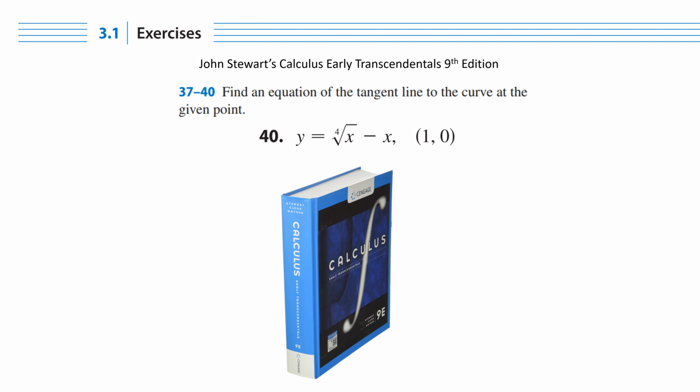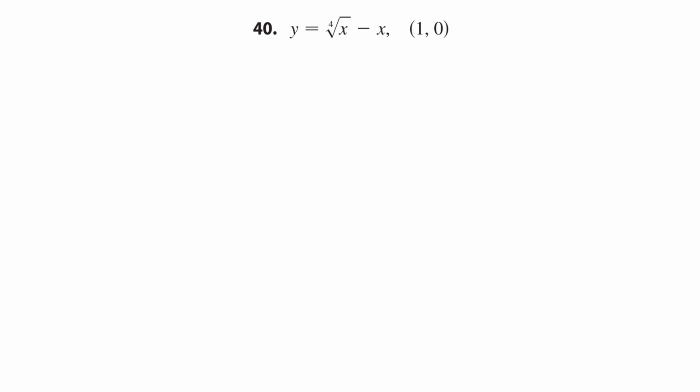This is question number 40 of section 3.1, and this is the last of the ones that ask you to find the equation of a tangent line, and this is by far the ugliest one, mostly because of that fourth root over that x. Alright, so let's jump into this.